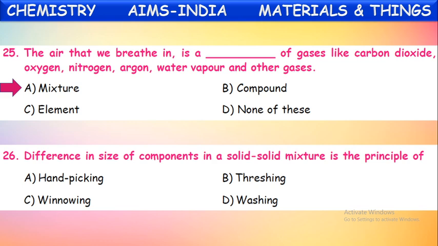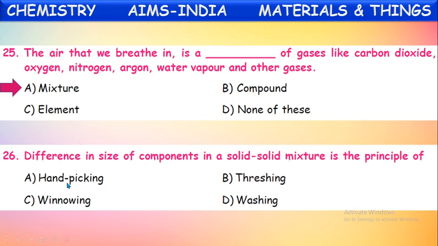The difference in size of components in a solid-solid mixture is a principle of which process? In which process is the size difference taken as the principle for separation of components? See here what they have given: hand picking, threshing, winnowing, washing.